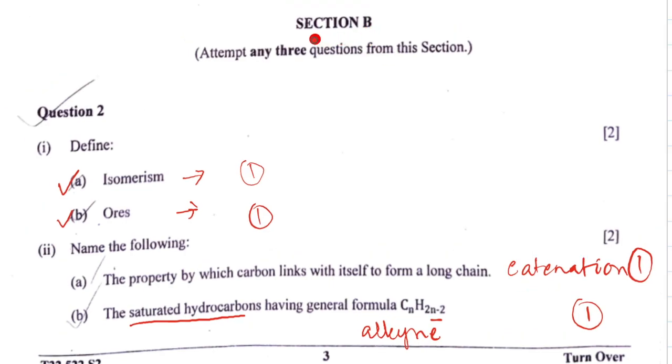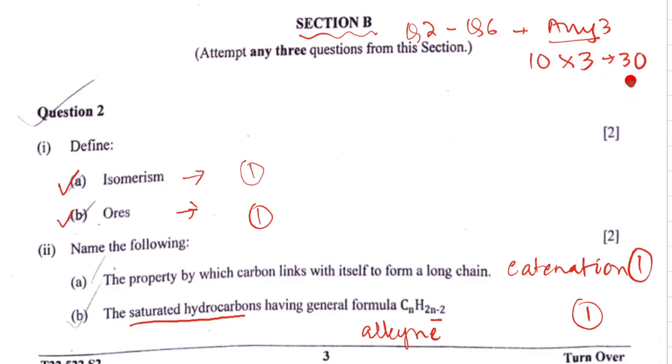Now as you know, your Section B is made of question 2 up to question 6, and you have to choose any 3 questions. Each question will be for 10 marks. So you write 3 questions that should give you 30 marks. Okay. So these 30 marks, along with the 10 marks of Section A, should give you your 40 marks.